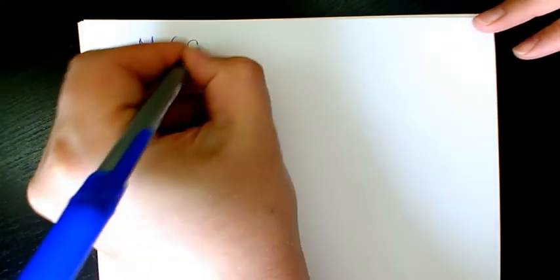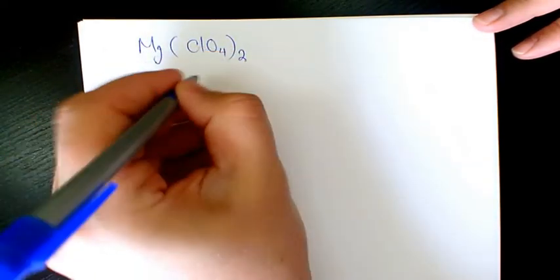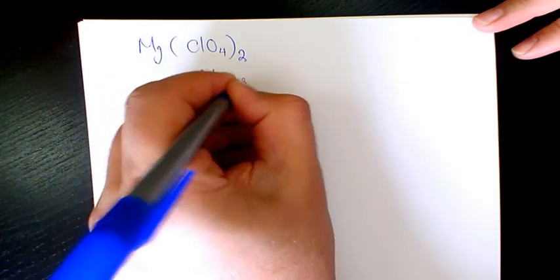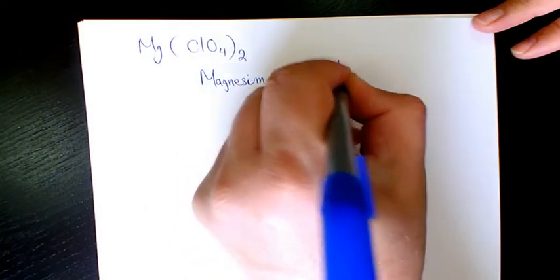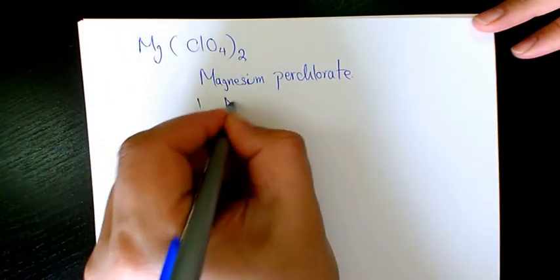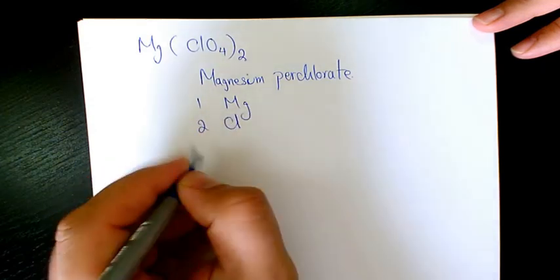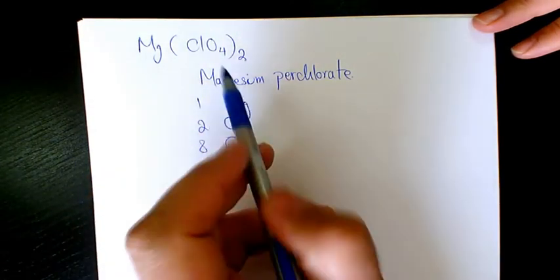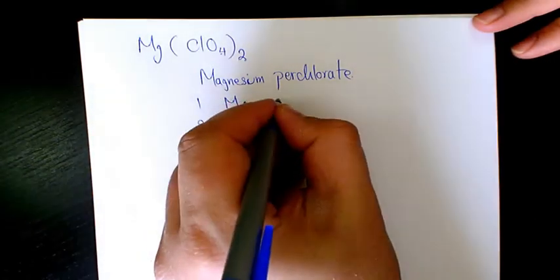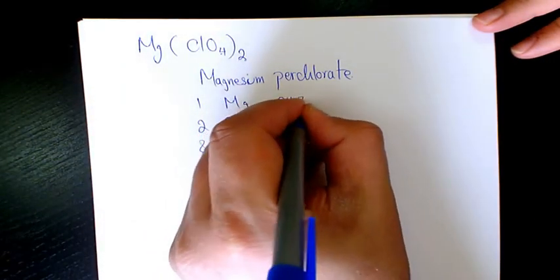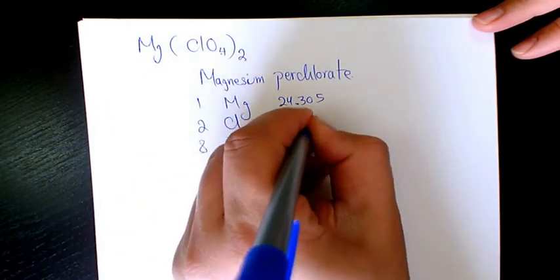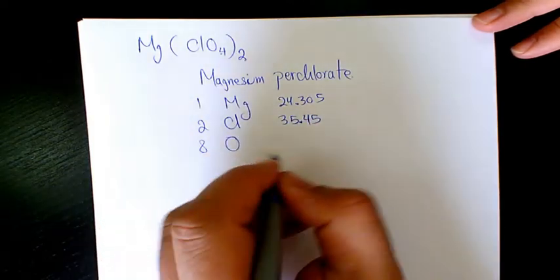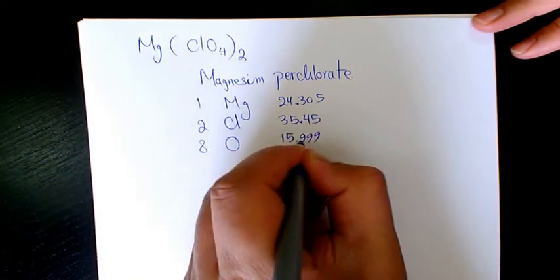Next one is Mg(ClO4)2 and we call it magnesium perchlorate. So we have 1 atom of Mg, 2 atoms of chlorine, and 8 atoms of oxygen. 4 times 2, 8. Mg is 24.305. Chlorine is 35.45 and oxygen is 15.999.